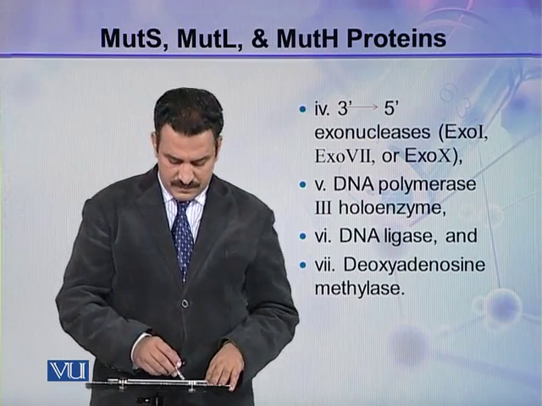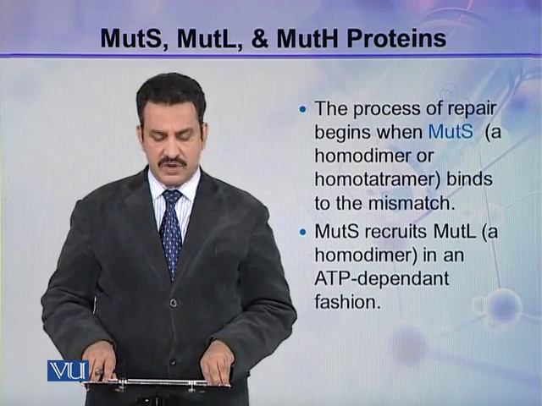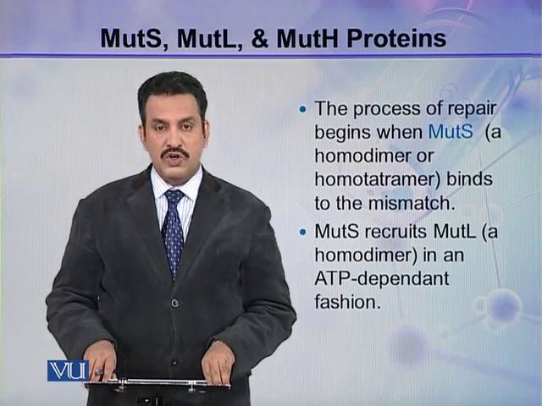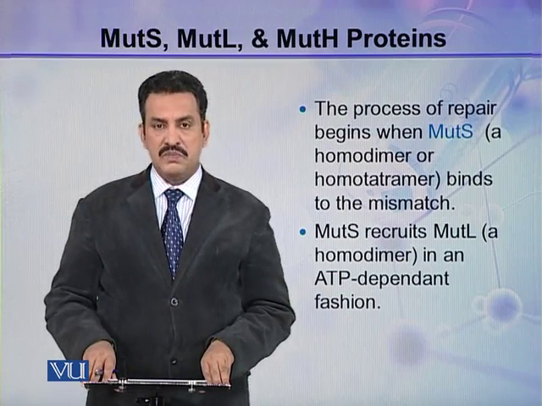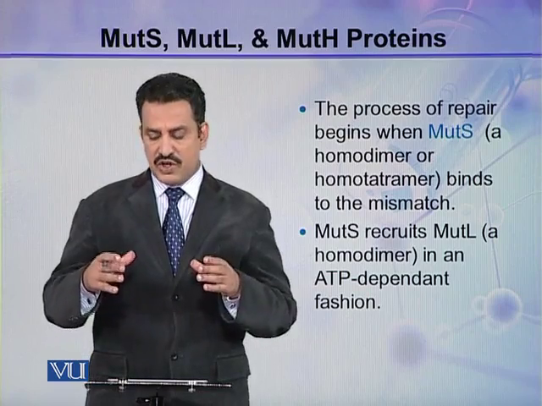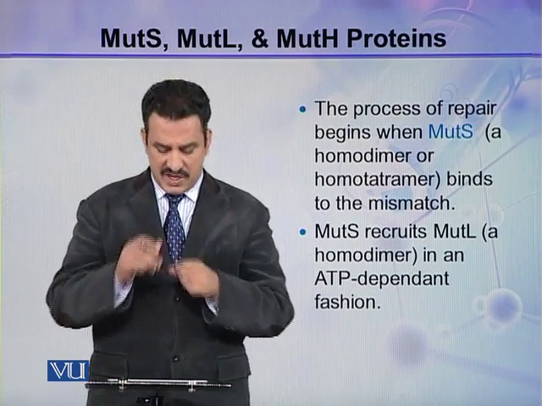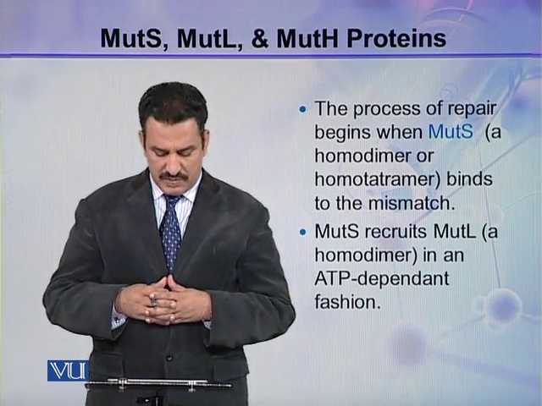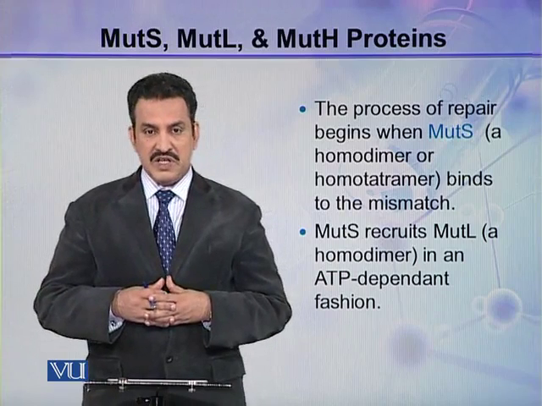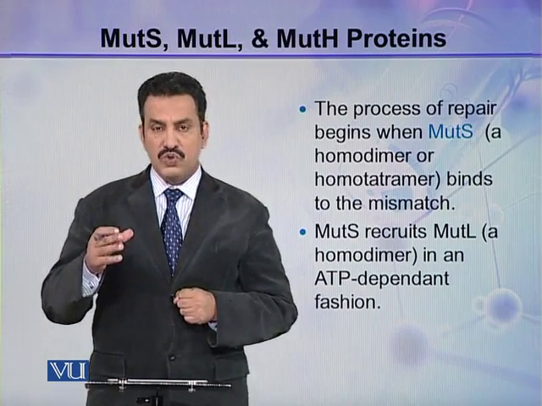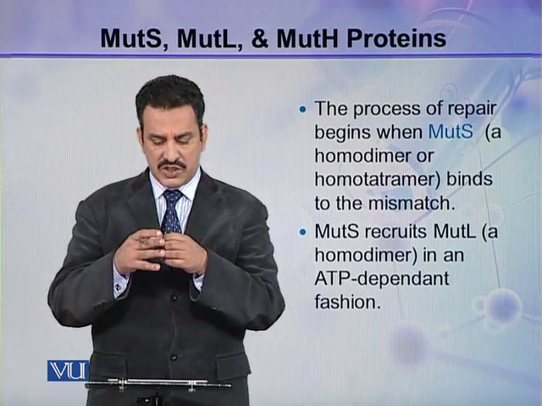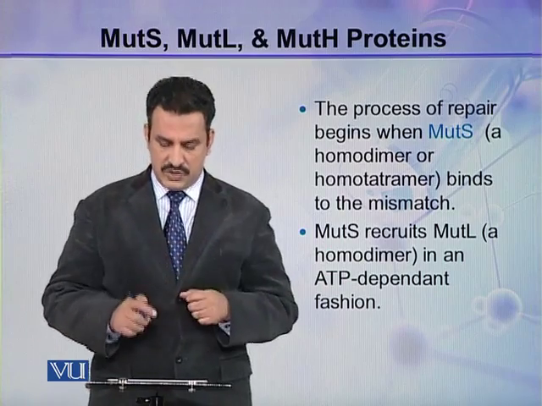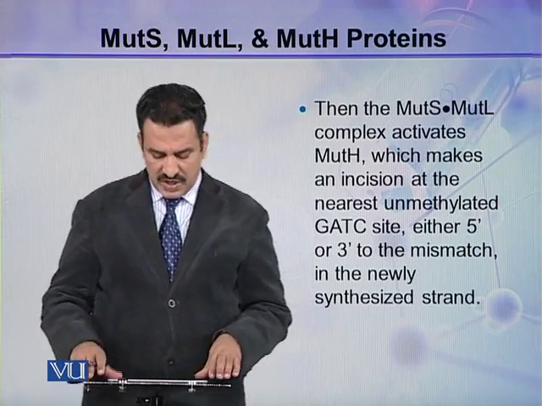The process of repair begins when MutS, which is a homodimer or a homotetramer, binds to the mismatch. So first step is the binding of MutS protein to the mismatch. MutS recruits MutL, a homodimer, in an ATP dependent fashion. So when MutS binds with the mismatch, it also binds MutL to this site. So a complex is formed.